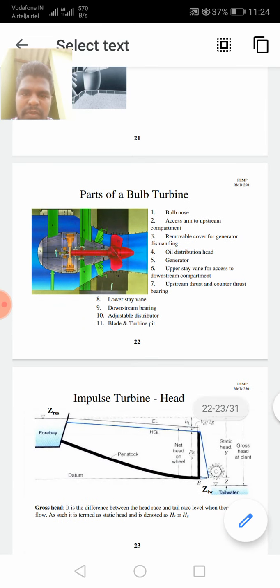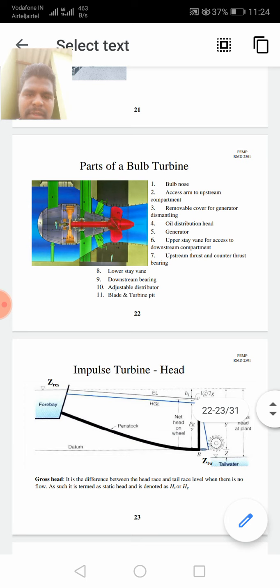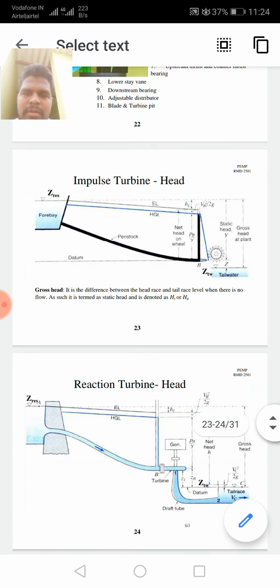Next one, parts of a bulb turbine. First one, bulb nose, access arm, removable cover, oil distribution head, generator, upper stay vane, upstream thrust and counter thrust bearing, lower stay vane, downstream bearing, adjustable distributor, blade and turbine pit. In the next slide we can see impulse turbine head.